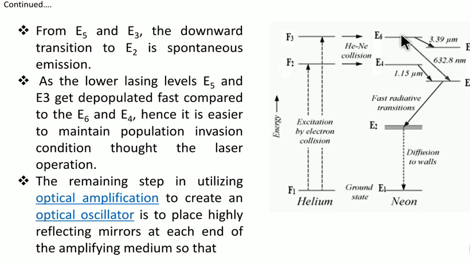Here, when the neon atoms come to E5 and E3, and then afterwards come to E2, depopulation takes place. This depopulation helps in maintaining the population inversion in E6 and E4 relative to E5 and E3 respectively.